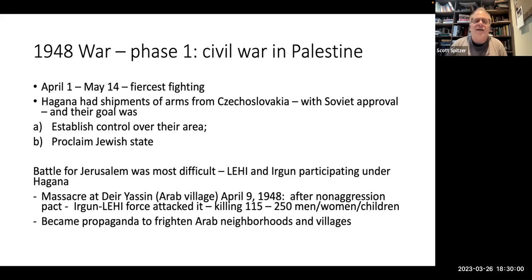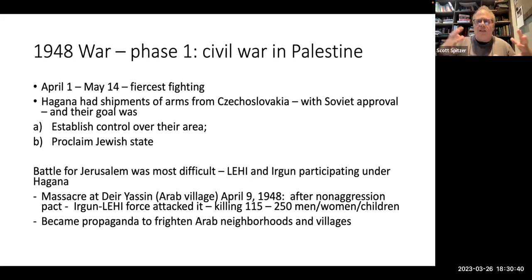Now, the Haganah had already had shipments of arms from the Soviets through Czechoslovakia, and their goal was to get control over their area, the UN allotted area. That's the first thing they want to do. They're not trying to extend anything. They're just trying to get control over their area. And secondly, to say that they are a country, proclaim their Jewish state. Jerusalem, that battle is critical, right? And they're really talking about West Jerusalem. They're willing to stand down on East Jerusalem and leave that for Jordan to keep control over.